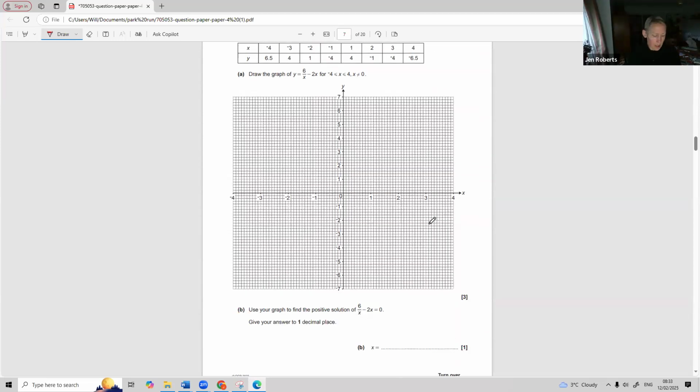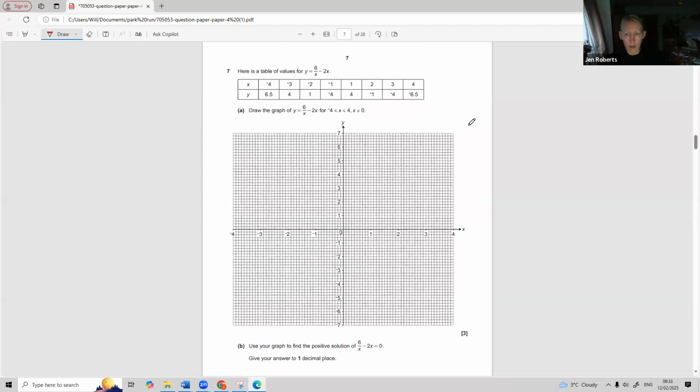Okay, so for our question 7, we're actually given all our values in the table for this function here. So we want to draw the graph of y equals 6 over x minus 2x. I'm just going to plot my points first. Minus 4 and 6.5. Minus 3 and 4.